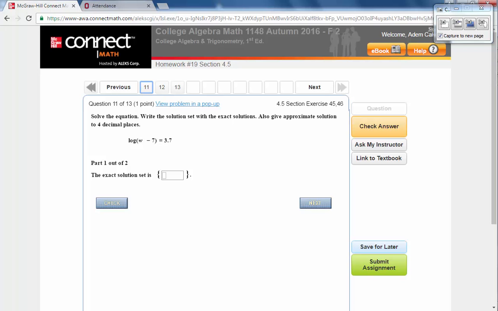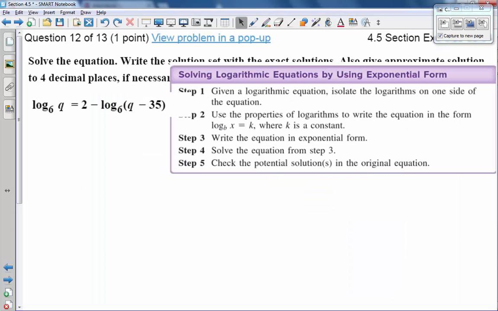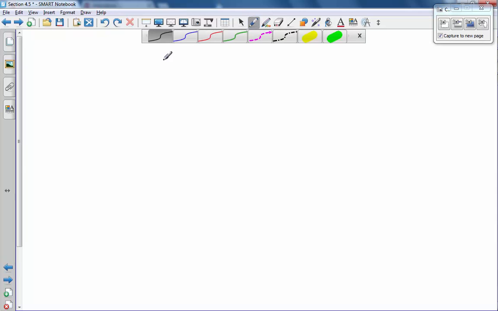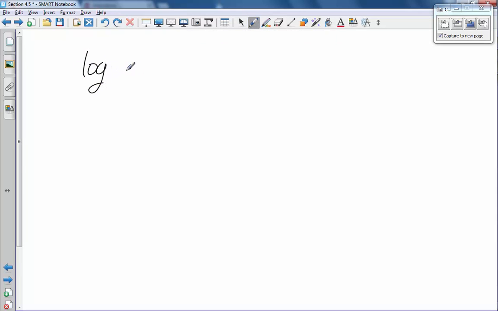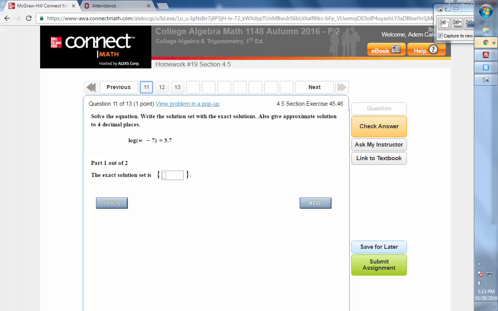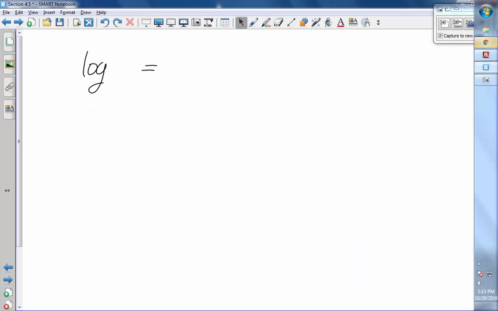You want me to do it? No? Yes? Okay. Let's do it quickly. Logarithm. What was it? What is it? W minus 7, 3.7.